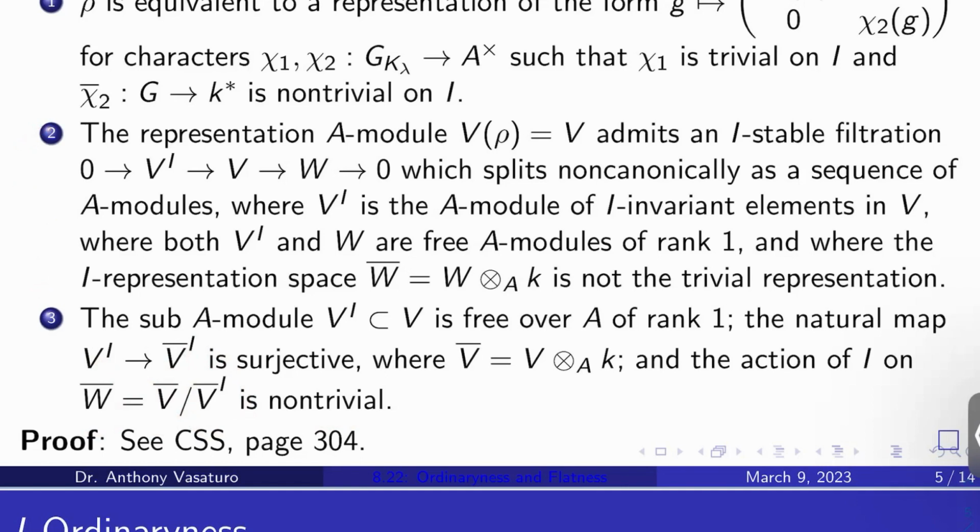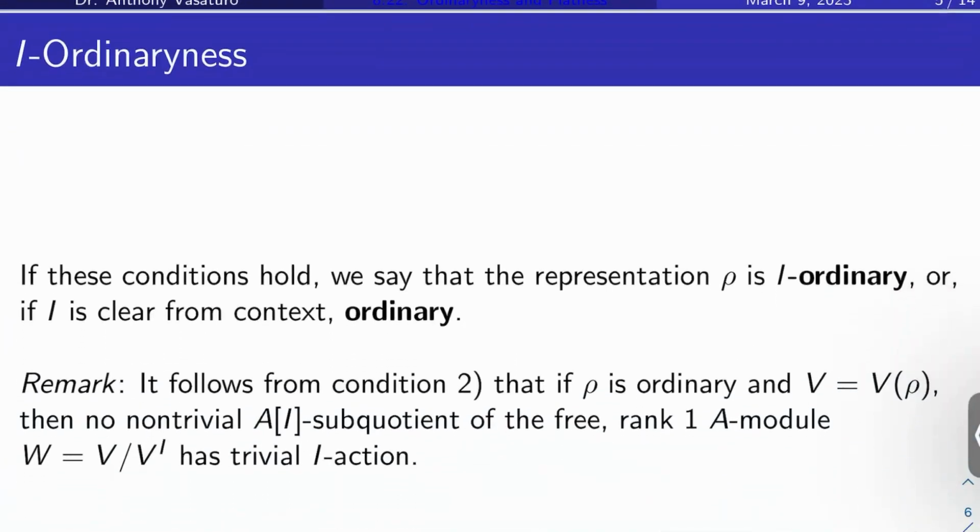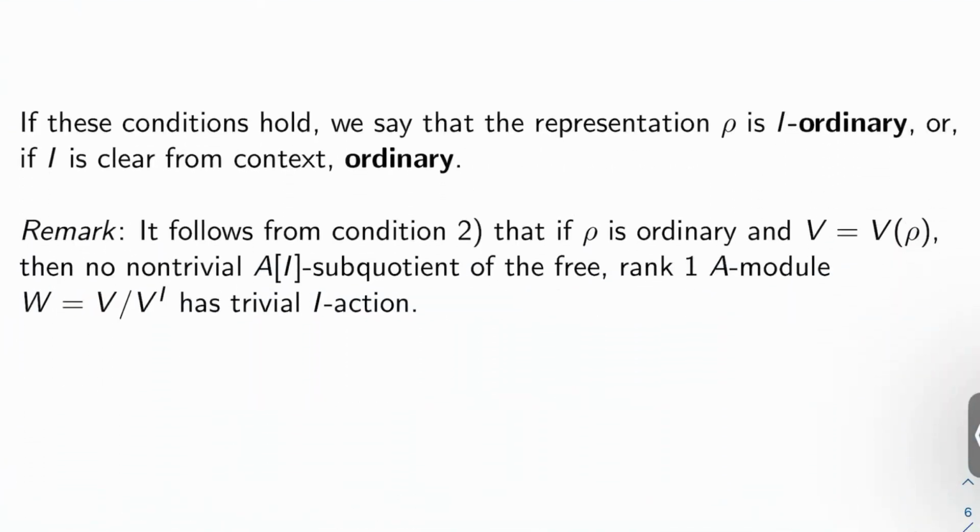If you want to see the proof of this, you can see CSS page 304, although there's nothing particularly interesting there. It's just helpful to have all those different perspectives. If these conditions hold, we'll say that the representation rho is I-ordinary, or if I is clear from context, as it will typically be for us, we'll just call it ordinary. I for us will usually be some inertia group at some prime. And then I'll make a remark. It follows from condition 2 of the three equivalent conditions that if rho is ordinary and V is V of rho, then no non-trivial A[I] subquotient of the free rank 1 A-module W, which is V mod V^I, has a trivial I action.